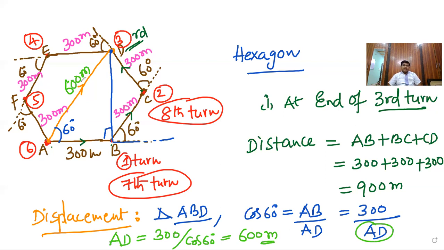For clarity, displacement is 600 meters. In triangle ABD, the adjacent side 300 we know, the hypotenuse we don't know, and 60 degrees we know. Cos 60 is adjacent side by hypotenuse, AB by AD. We require AD. AD is AB, 300, by cos 60. Cos 60 is half, hence we get 600. The total distance is 900 meters. Here, displacement is 600 meters. First step is over.